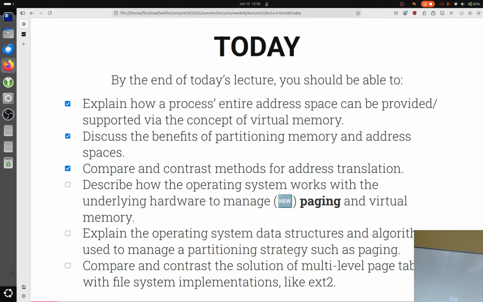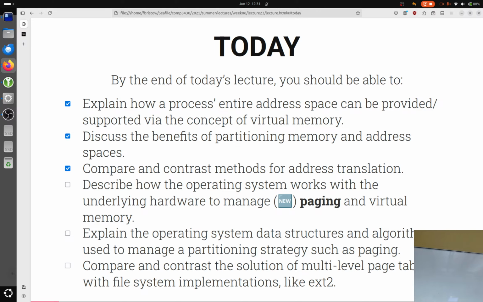What I want us to be able to do by the end of today is really paging. That's the focus that I want to have for today. And it's kind of related directly to all the virtual memory stuff that we've done up until this point. So in addition to what we've been thinking about with virtual memory for base and bounds and for segmentation, I want us to be able to describe how the operating system works with the underlying hardware to manage paging specifically. And then I want you to be able to describe some of the data structures and approaches that are used to manage a partitioning strategy such as paging.